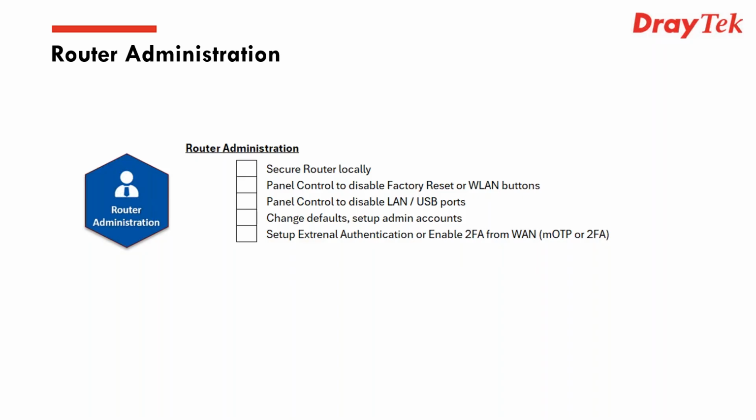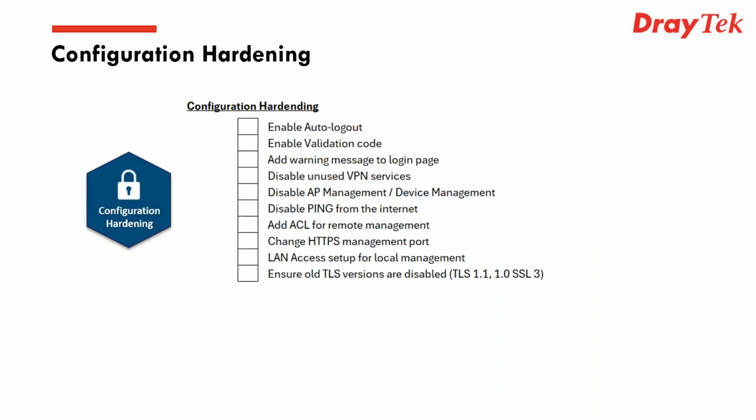So that's the basic checklist for the router administration. The next part is the configuration hardening. With that, there's a few things that should be enabled. So autologger should be enabled. That isn't enabled by default. And also enable the validation code. That validation code prevents some brute force type attacks, because the person has to put in the validation code that appears on screen, like a captcha type of thing, where they have to type in the numbers they see on screen as well as the password.